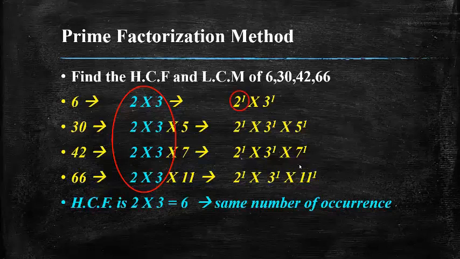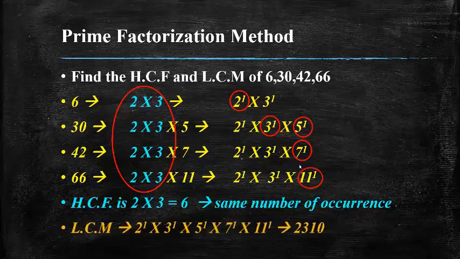You have 2 power 1, and you have 3 power 1. I'm just representing the prime factors with their power values. So 2 is identified with its power value 1, 3 with its power value 1, and 5 with its power value 1. I'm just identifying the unique prime numbers with their highest power. So 2 power 1, 3 power 1, 5 power 1, 7 power 1 and 11 power 1. All these are multiplied together to get an LCM of 2310.